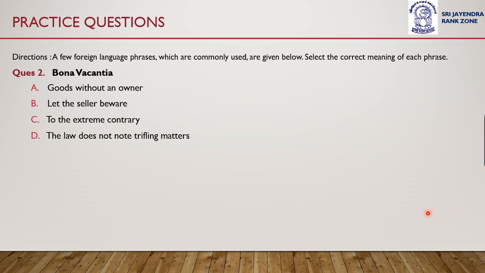Question number 2. Bona vacantia. Option A, goods without an owner. Option B, let the seller beware. Option C, to the extreme contrary. Option D, the law does not notice trifling matters. Bona vacantia means option A, B, C or D. I am giving you 10 seconds. Please mark your answers.